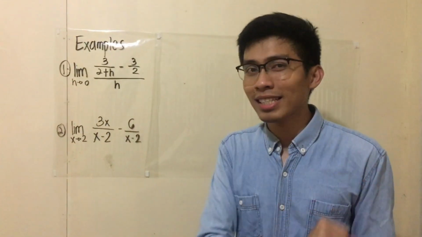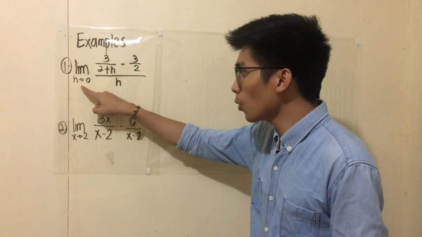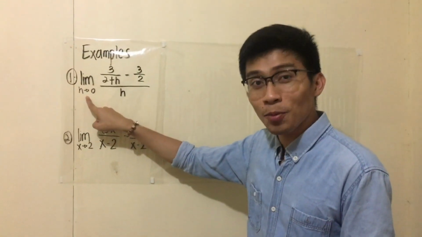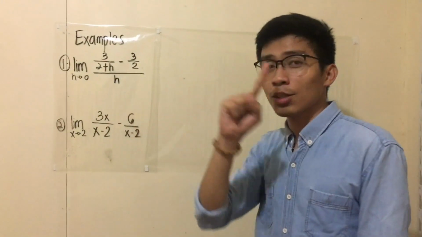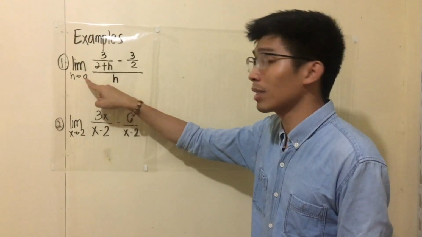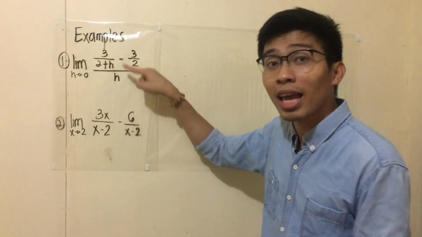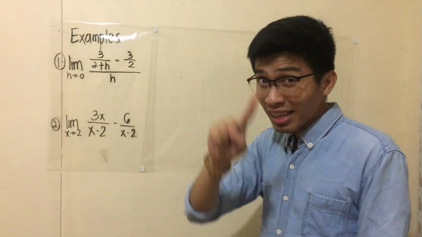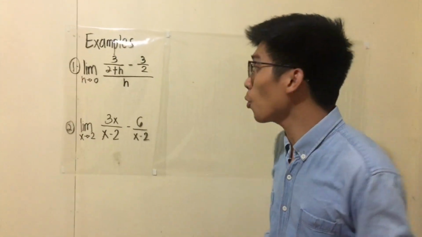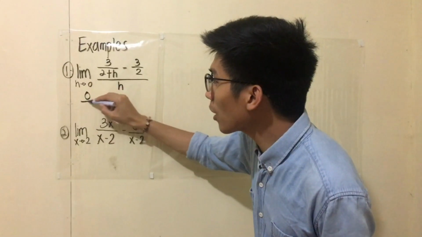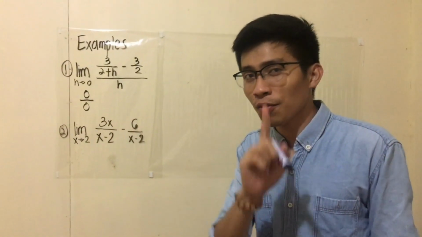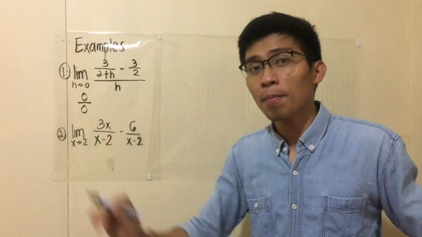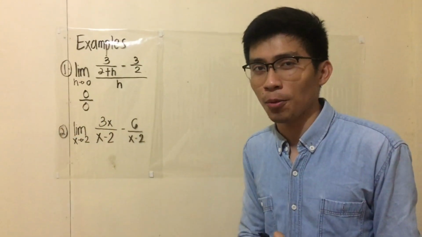Okay, so let's solve example number 1. Take note, observe that h approaches 0 as you use the direct substitution method. As you substitute the value of h, which is 0, to all the variables h in the example, it will become indeterminate form. Take note, indeterminate form is the form 0 over 0, meaning the value of your limit is indefinite, meaning all numbers in the number line.